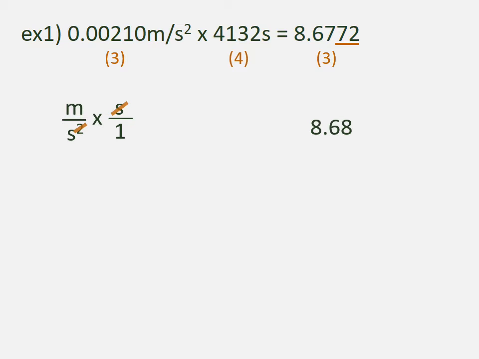Now that I have nothing else that will factor out, I see that I have an M on the top and an S on the bottom. So my final unit will be meters per second. So 8.68 meters per second.